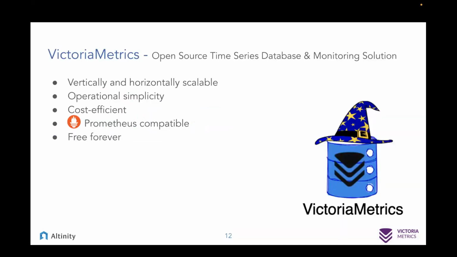So what is VictoriaMetrics? VictoriaMetrics is an open source time series database and monitoring solution. It can scale vertically and horizontally. It means you can build a large cluster of VictoriaMetrics to process hundreds of millions of data points per second. It is also really simple to operate because we put a lot of work into making it simple to run. It is cost efficient. It is Prometheus compatible, which makes it really useful to operate with all the tools which are compatible with Prometheus as well. And it is open source. It is free forever, and there are no implications for you to start using it right now.